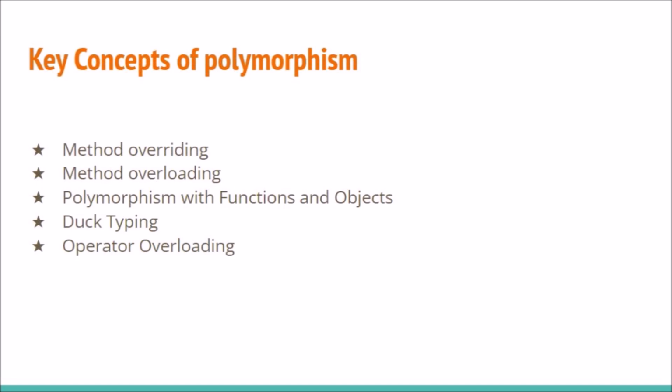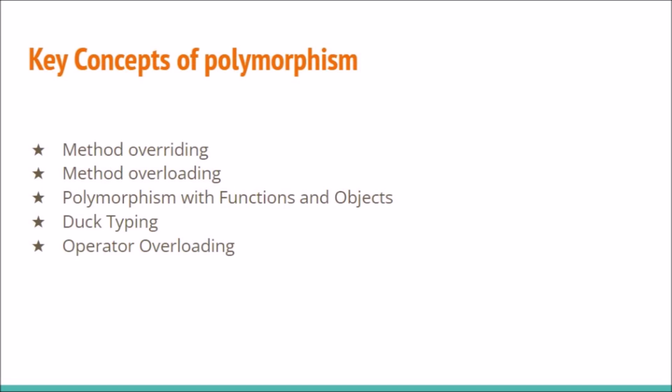Key concepts of polymorphism in Python. Method overriding, also known as compile time polymorphism. This occurs when a subclass provides a specific implementation of a method that is already defined in its superclass. The subclass method overrides the method in the superclass.